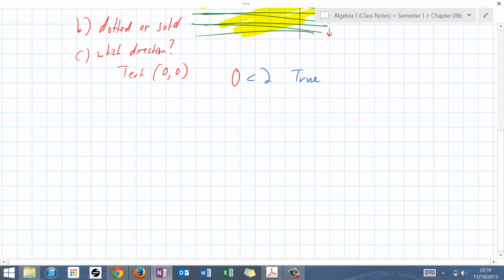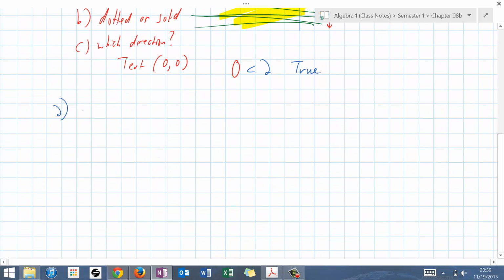Okay, let's try another one. Let's go y is greater than or equal to -7/2.